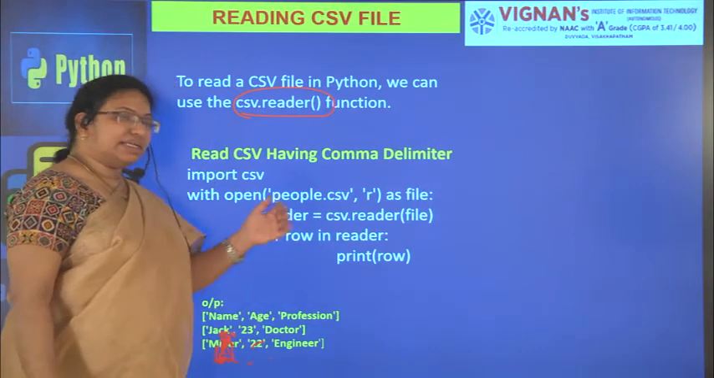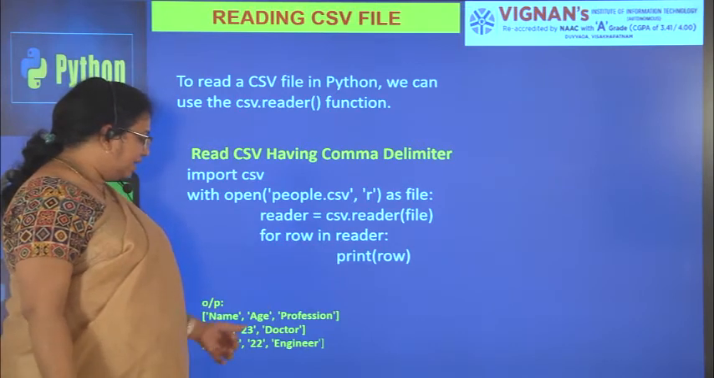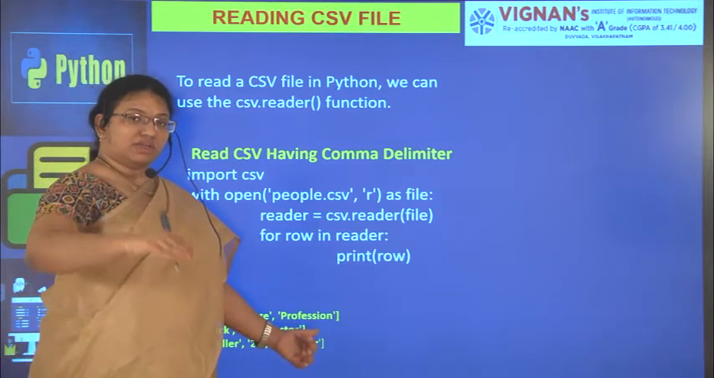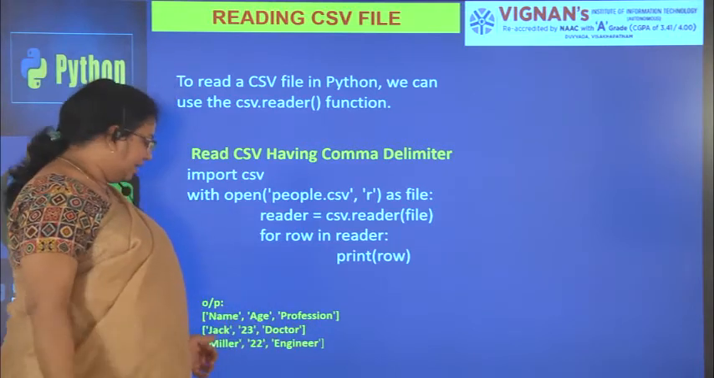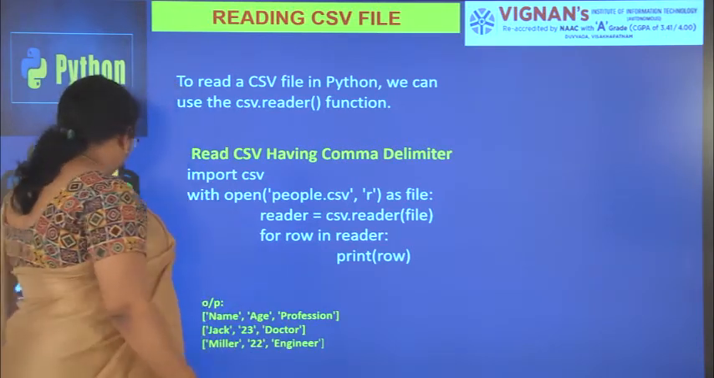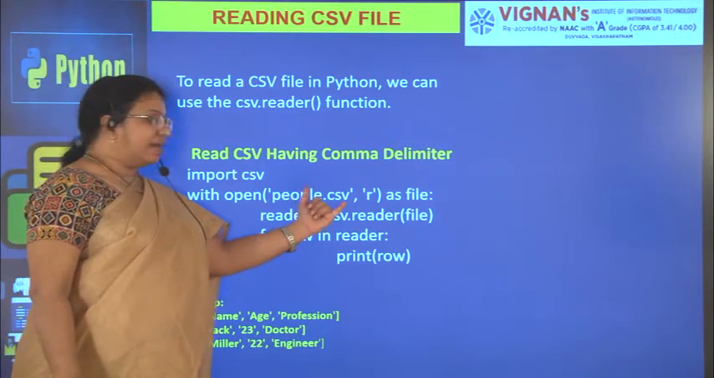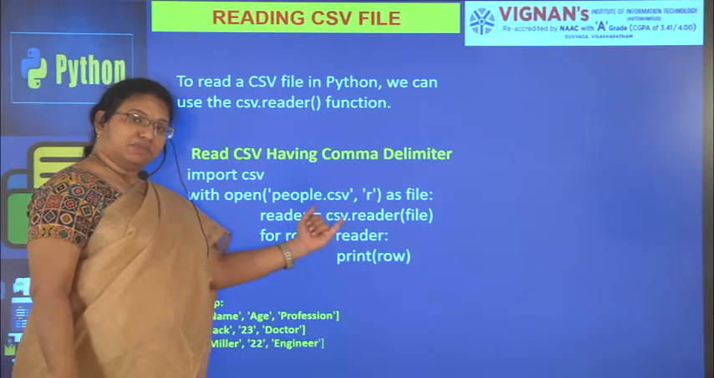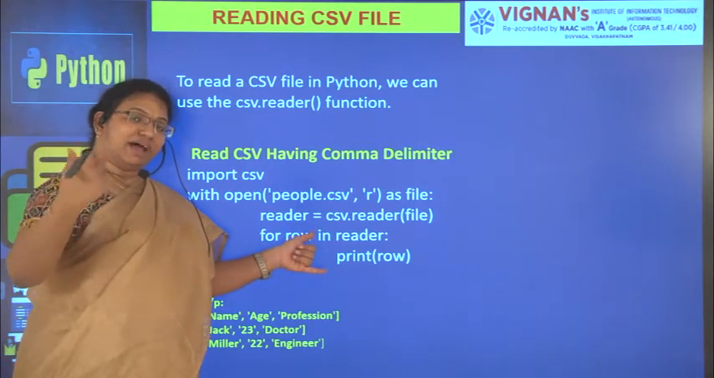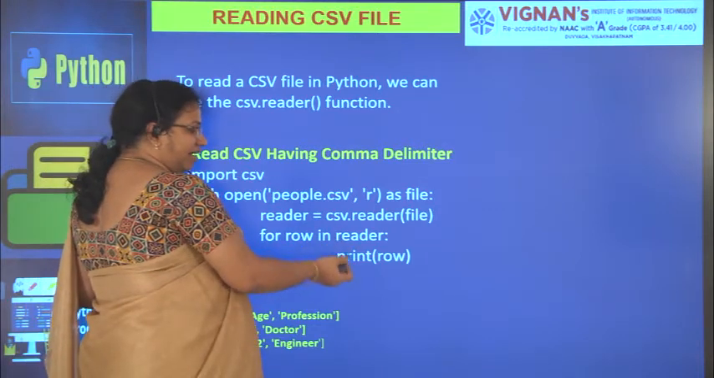Let us consider people.csv is the file that we read, and the content present in the file, as we already saw, has the column names name, age and profession. The content is Jack, 23, Dr. and Miller, 22, engineer. So how is your loop going to run here? First I'm opening your CSV file in read mode and creating the reader object. Then I'm getting the values one by one: for row in reader, print row.